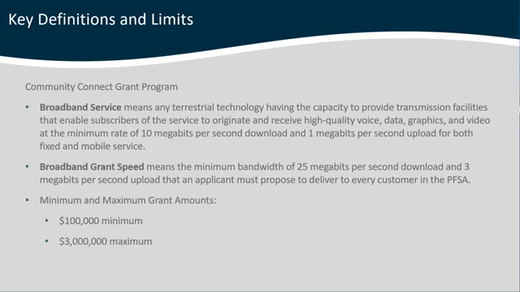The next definition is the broadband grant speed, which is a minimum bandwidth of 25 megabits per second download and 3 megabits per second upload that an applicant must propose to deliver to every customer in the PFSA. So this is the build-out requirement that any system that's funded under the program must be able to deliver to any customer. The minimum and maximum grant amounts are unchanged from the last couple of years. There is a $100,000 minimum and a $3 million maximum.